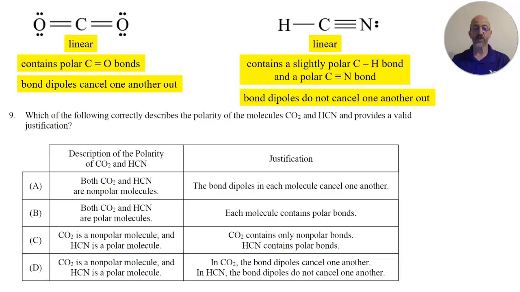CO2 is a nonpolar molecule, and HCN is a polar molecule, but the justification in choice C is incorrect. CO2 does contain polar bonds, and so that's why that justification in choice C is incorrect. The correct answer is choice D. In CO2, the bond dipoles cancel one another. In HCN, the bond dipoles do not cancel one another. So CO2 is nonpolar, HCN is polar. So the correct answer to question 9 is choice D.